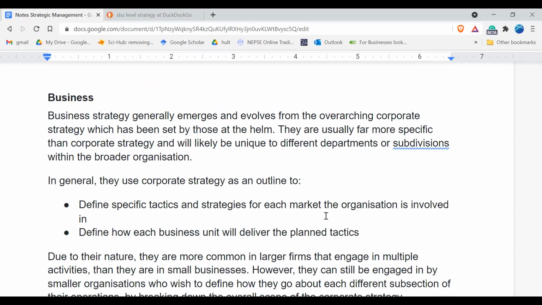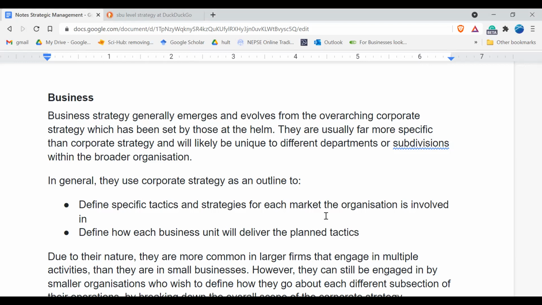Moving on to another level of strategy, that is business level strategy. So business strategy generally emerges and evolves from the overarching corporate strategy, which has been set by those at the helm. They are usually far more specific than corporate strategy and will likely be unique to different departments or subdivisions within the broader organization.